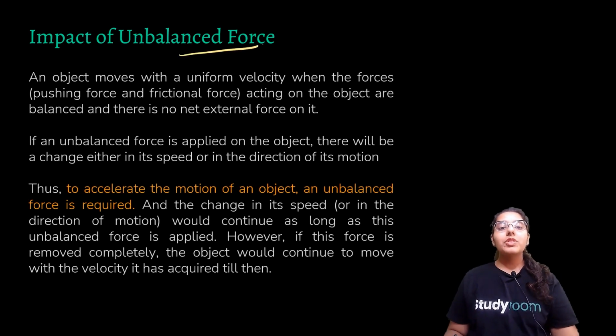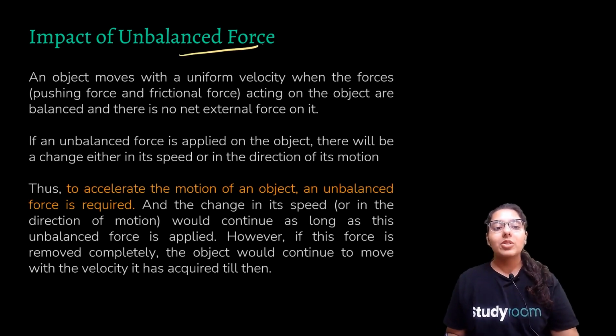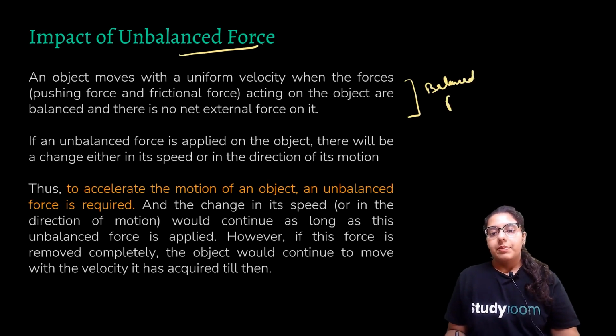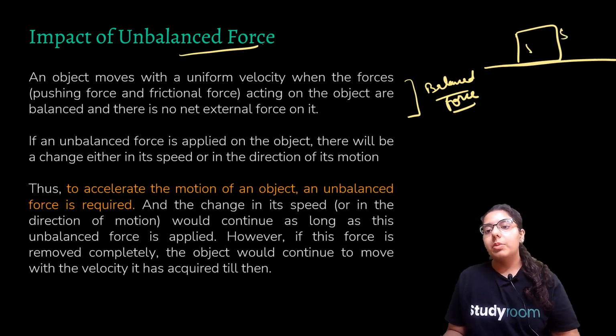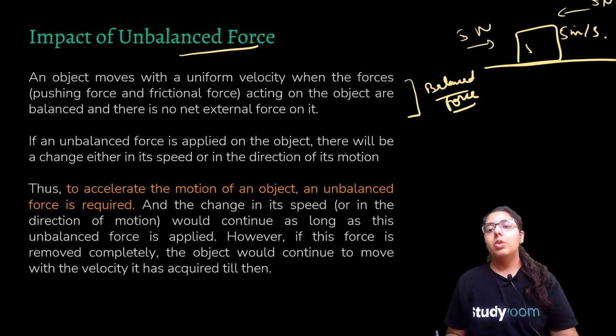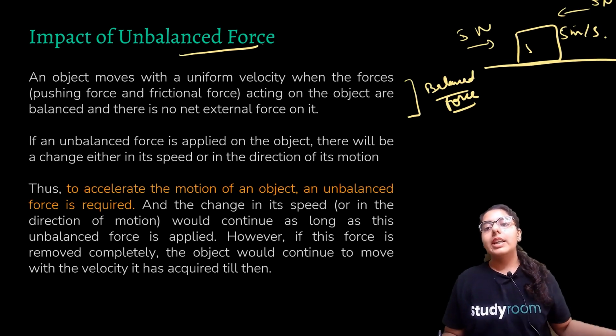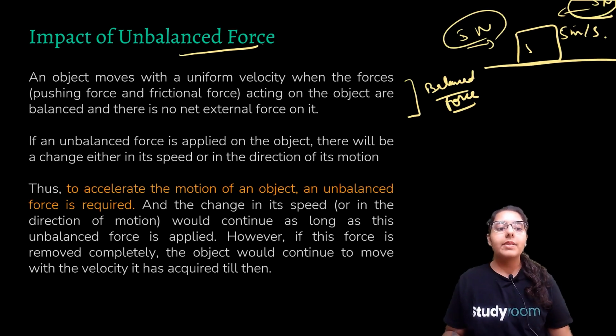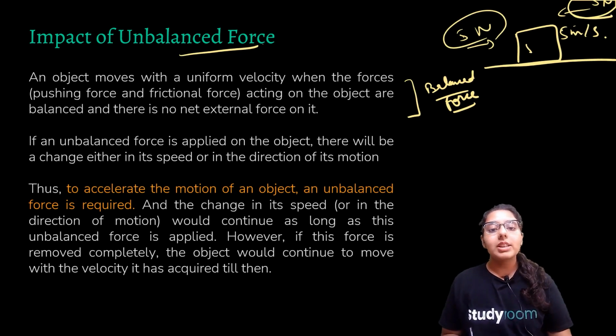An object moves with a uniform velocity when the forces acting on the object are balanced and there is no net external force on it. These are the balanced forces, right? Same thing. For example, an object is moving with 5 meters per second and you apply 5 Newton from here and someone applies 5 Newton from here on the moving block. What will happen? The block will continue with the velocity with which it was moving because equal forces balance each other, right?